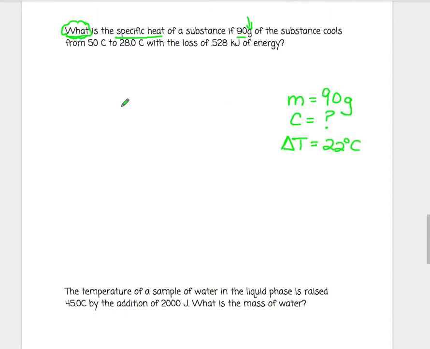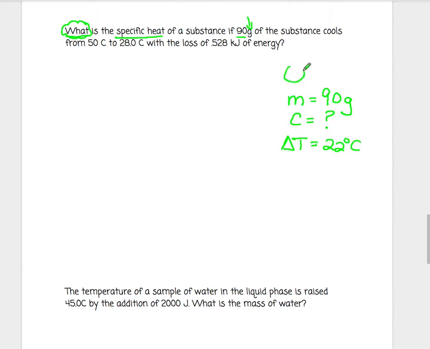Now, I don't even have a formula over here yet. I don't know anything yet. I'm just going through my problem and pulling out information from that problem. I think there's a little decimal there, but I don't think it's supposed to be. Maybe it's on my screen. I don't know. It's supposed to be 528 kilojoules of energy.